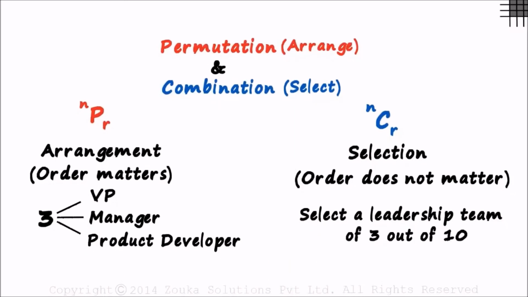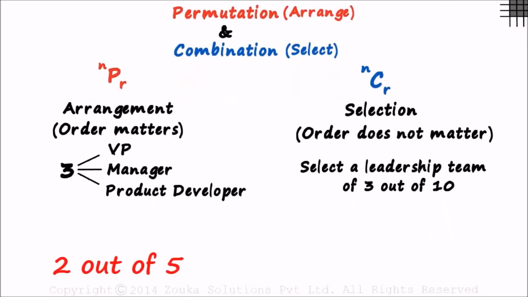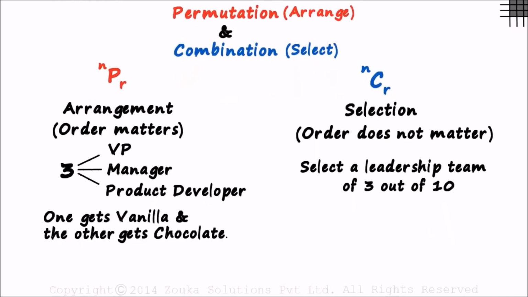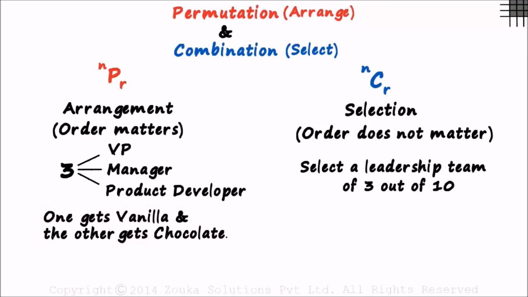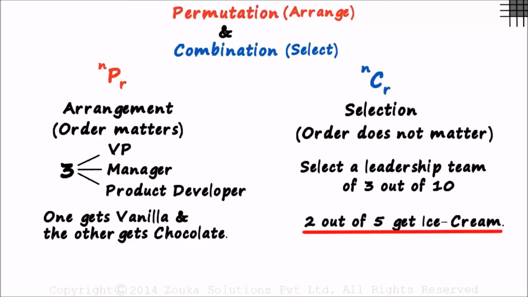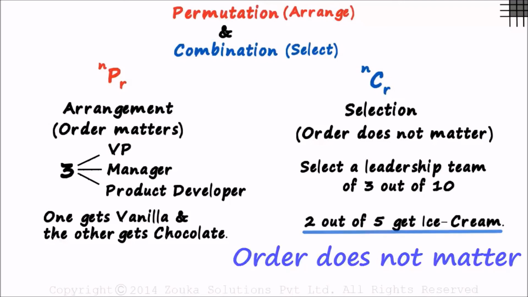Take another example. Say 2 out of 5 people get ice cream. One gets vanilla and the other gets chocolate. This is a case of permutation, as each of the 2 people selected may get either vanilla or chocolate flavored ice cream. And if we are just told that 2 out of 5 get ice cream, it will be a case of combination. We aren't told anything else, just that 2 out of 5 get ice cream. So the order clearly does not matter.